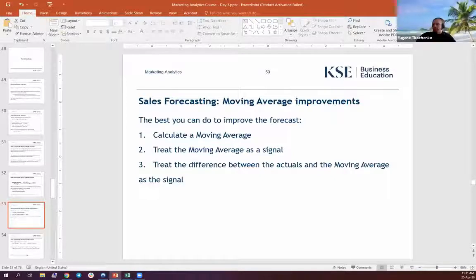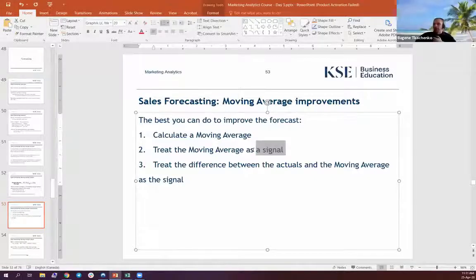So those are some key things I would like you to think about and keep in mind. Moving average is more like a signal. It's not, again, a crystal ball. It can tell you that, okay, you detected the signal because you've been doing this constantly. And then this signal is something that you want to make sure you're accounting for moving forward.